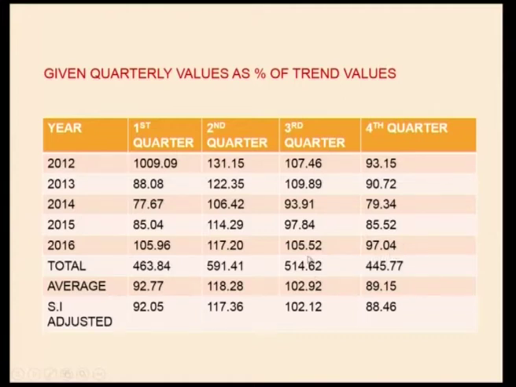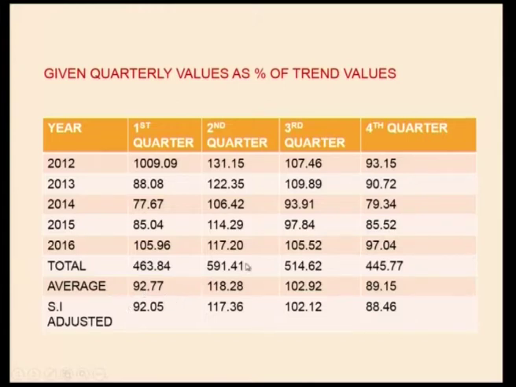97.04. And you should take a total for each of these quarters. We get 463.84 for the first quarter, etc. For the fourth quarter, 445.77. And you should take the average of this. You divide by the number of years, which is 5. You divide by 5, you get 92.77.